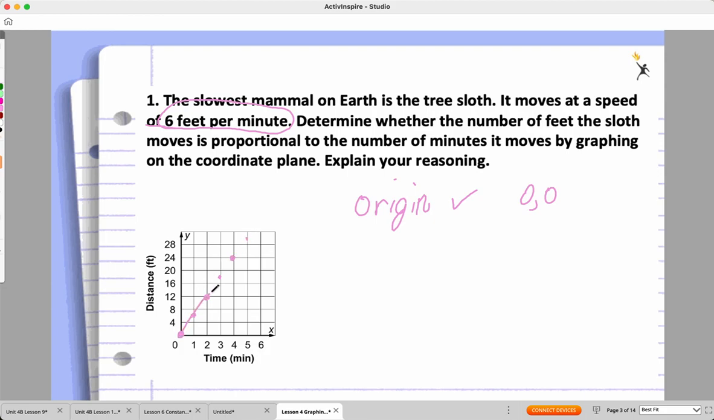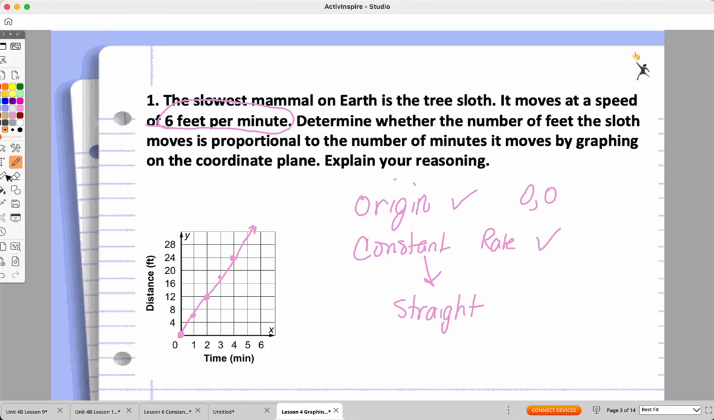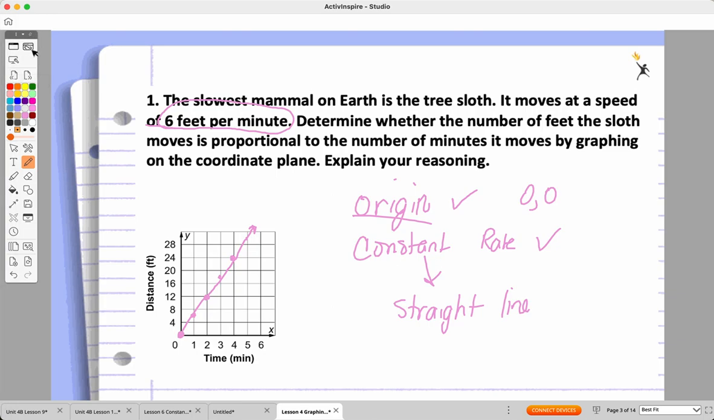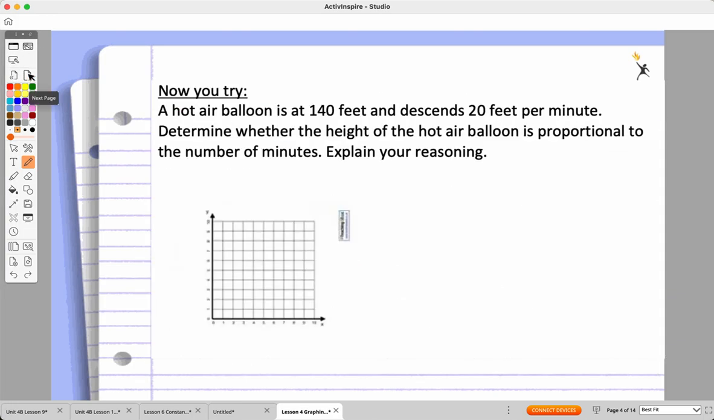So when I connect my points, and I'm assuming I could draw this line perfectly, the second piece, that constant rate, you already know from looking at the word problem that it says 6 feet per minute. It doesn't change. So a constant rate has been found, so we know it's proportional. But on a graph, that looks like a straight line. So I'm still starting at the origin, but now I have a straight line to have that proportional response. All right, go ahead and pause the video and decide if this one is proportional.